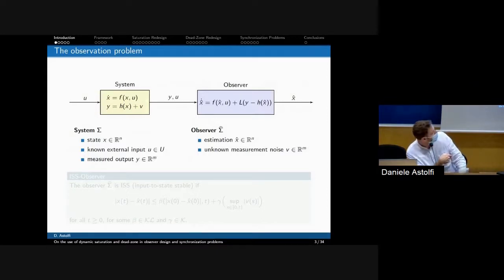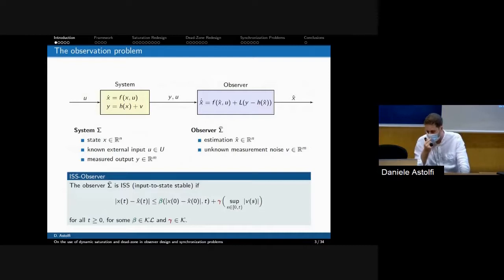Basically, what we usually do is to make a copy of the dynamics, and then to use what we call an output injection term. So this gain L multiplies the difference between the output y and the estimated y, that is used to correct the state of the observer along trajectories and to force x hat, which is the estimation, to asymptotically go to the true value of the system x. And usually in this setting, we are also interested in what is the effect of some unknown measurement noise, v, that affects the output y.